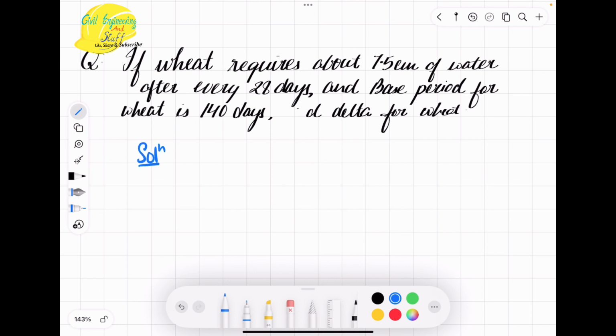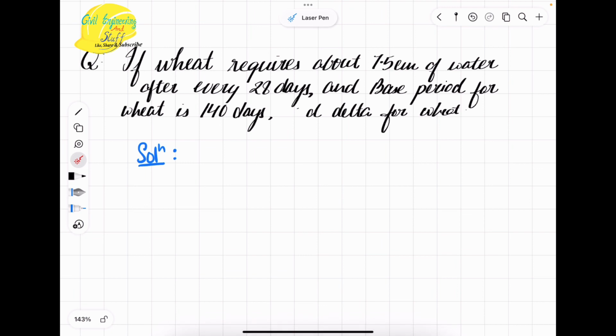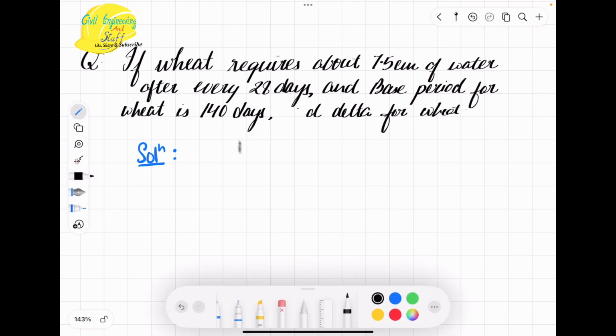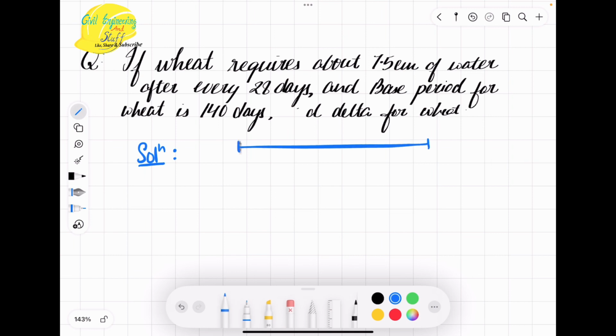Okay, so what will be the solution? If you see, the language of this question is exactly similar to the question that we had done just now. The only difference is instead of crop period, we have been given base period. Now what is base period? Base period is the time period between the first watering and the last watering.